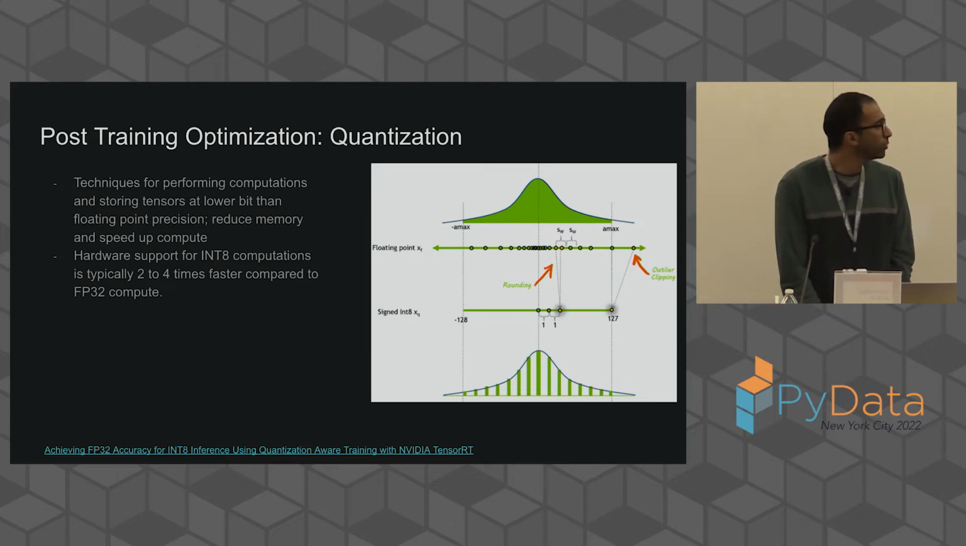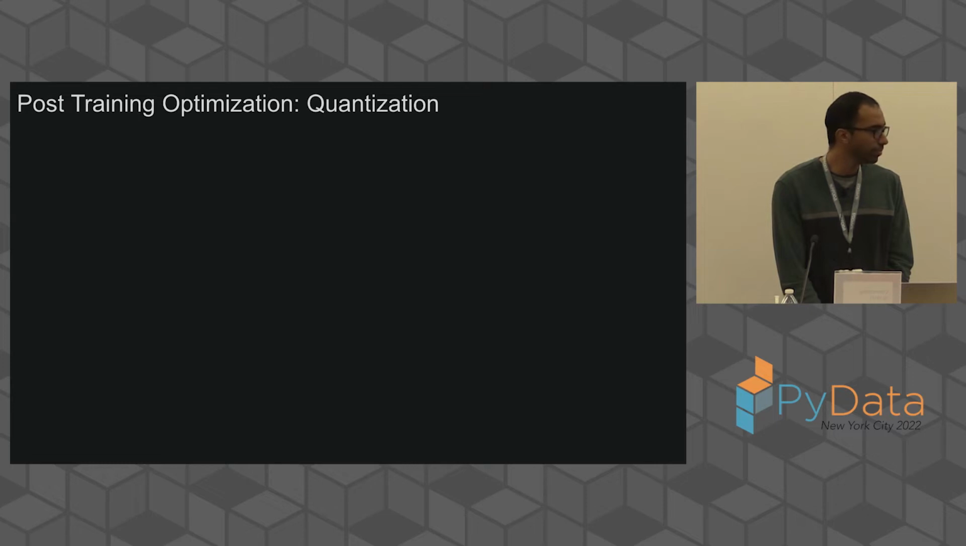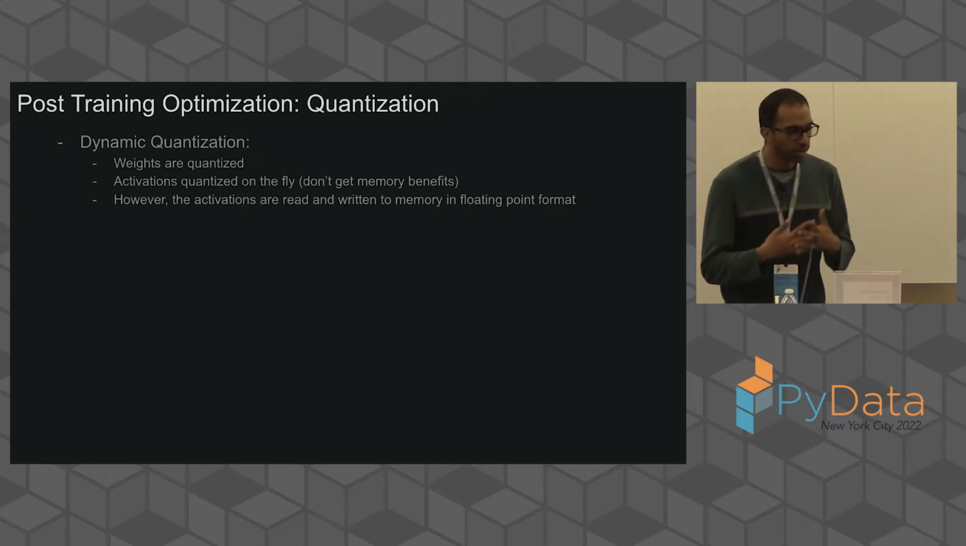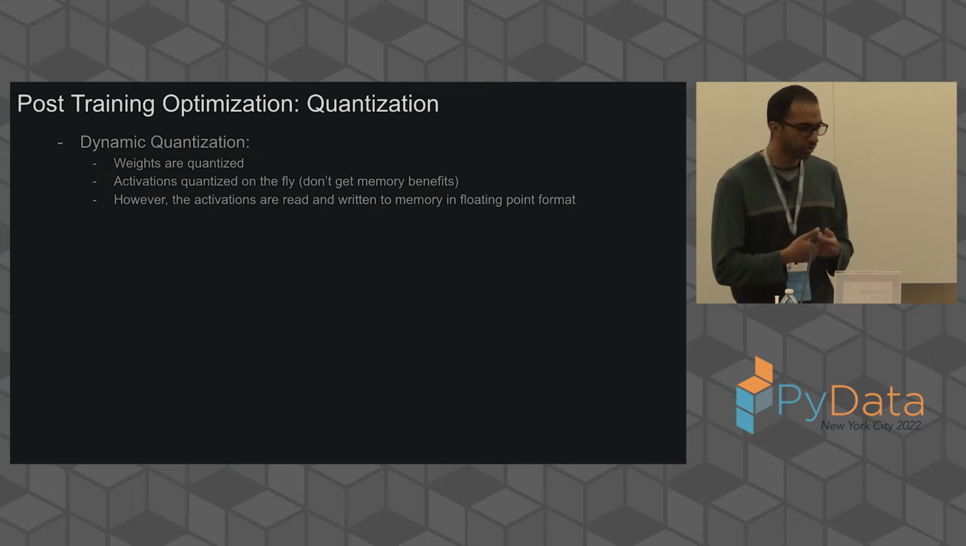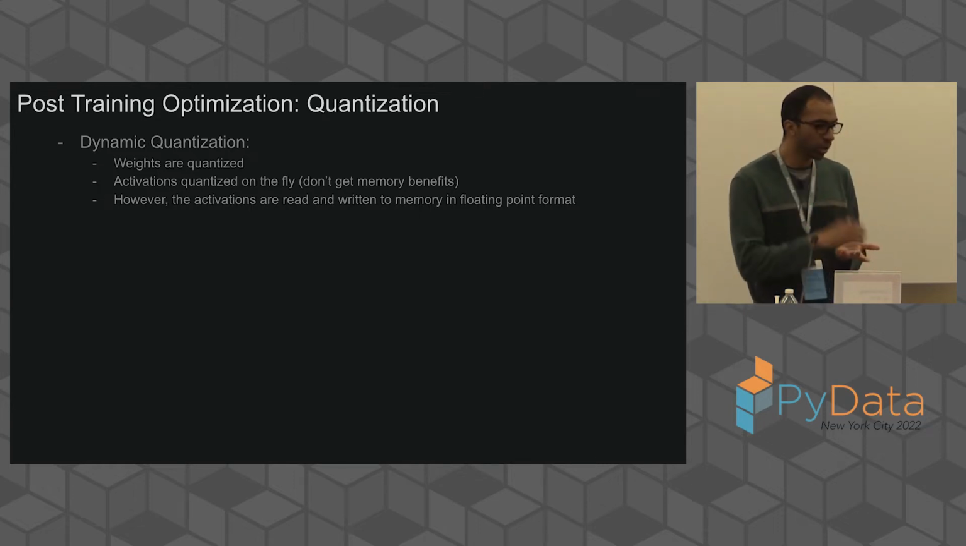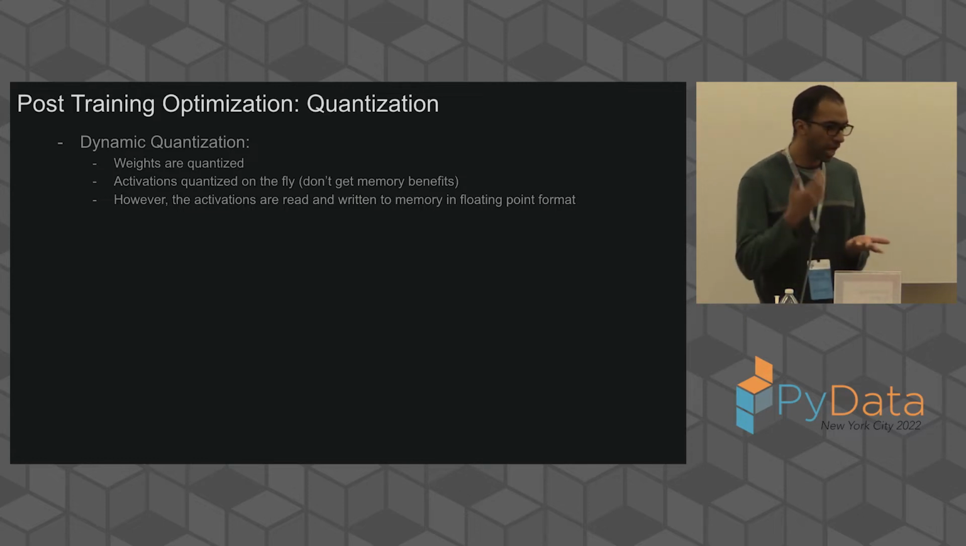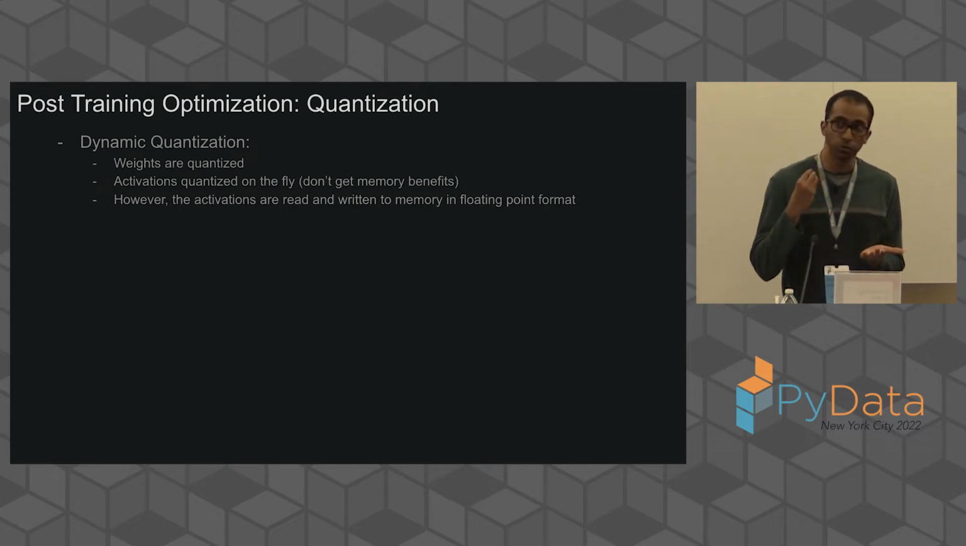And PyTorch supports three different types of quantization. The first one is you quantize the weights of your network. So you have your model saved, you quantize the weights, you save it. Then during runtime, as the input goes through the model.